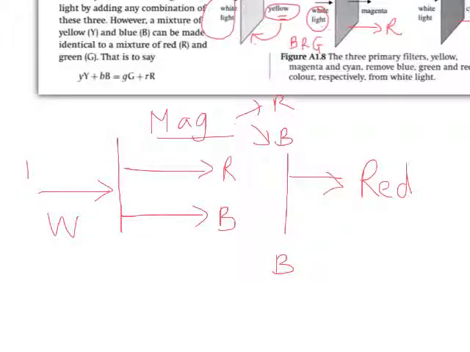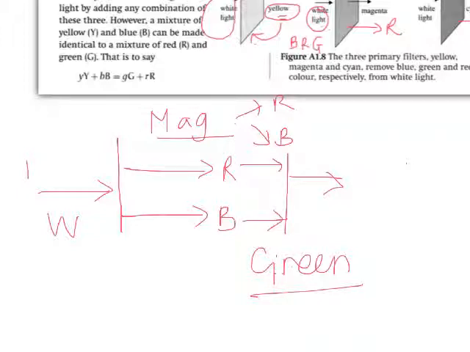If instead of using a red filter though, what would happen if I was to use a green filter? Well, red would be absorbed and blue would be absorbed, and you would end up with no light at all. It would be completely dark.